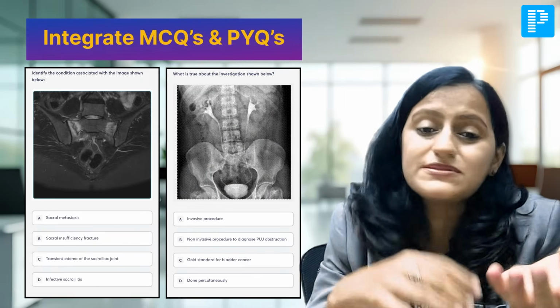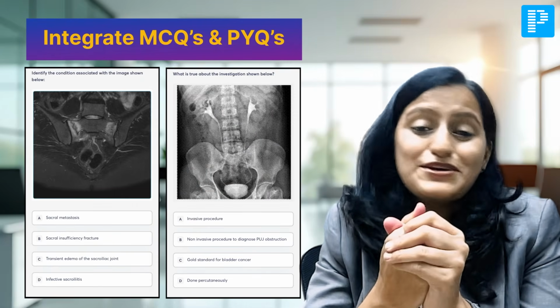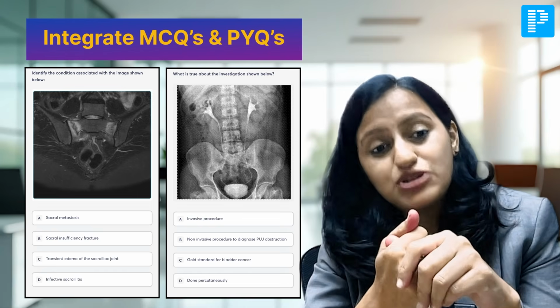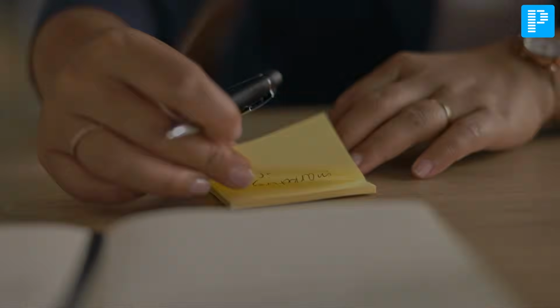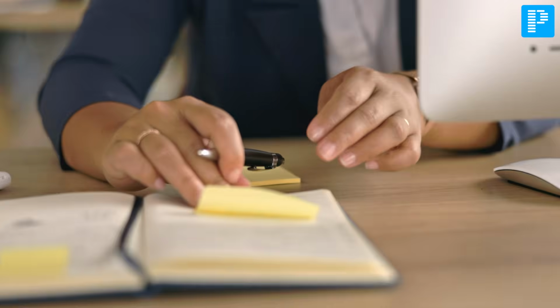Coming to tip number 4, integrate MCQs and PYQs in your notes. Trust me, this is a game changer. This is also a way that along with your prof years, you can keep studying for the PG entrance prep as well. And that definitely gives you an extra edge when you come to the final year internship when you're preparing for PG prep.